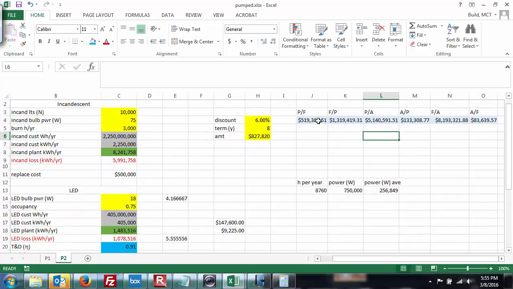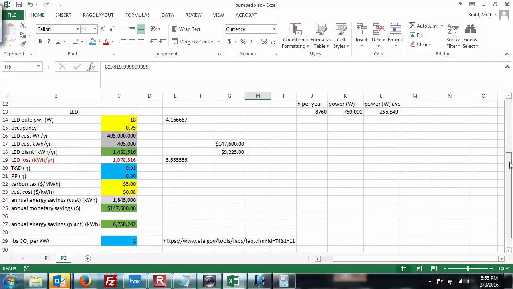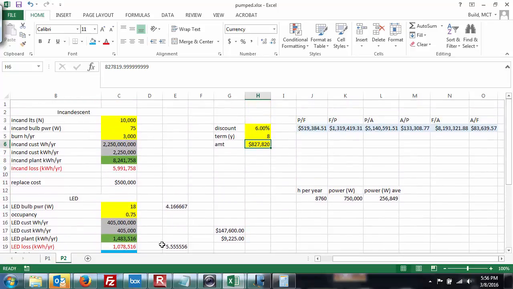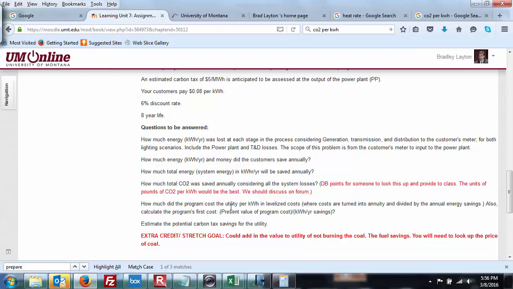Let's see how these things are working. Okay, I think all these guys are functioning. I don't see where that $800,000 is coming from? Nowhere. Maybe it's just some made-up number. Let's go back to the problem. How much did the program cost the utility per kilowatt hour, where costs are turned into an annuity and divided by the annual energy savings? Oh.